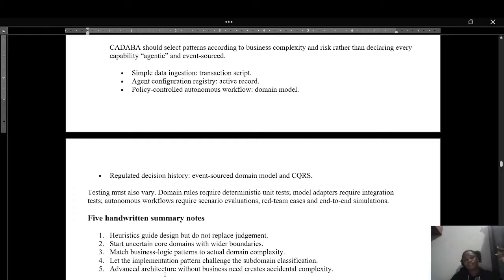For example, the level of risk that you want to design for in a financial agent is not the same risk that you will design for in IT operations. Okay, so you will let the governance and policy implementation in the financial agent be very high compared to IT operations, which is just metrics and monitoring of applications. So CADABA should adopt patterns according to business complexity and risk rather than declaring every capability agentic and event sourced. So it is not all capabilities that are agentic.